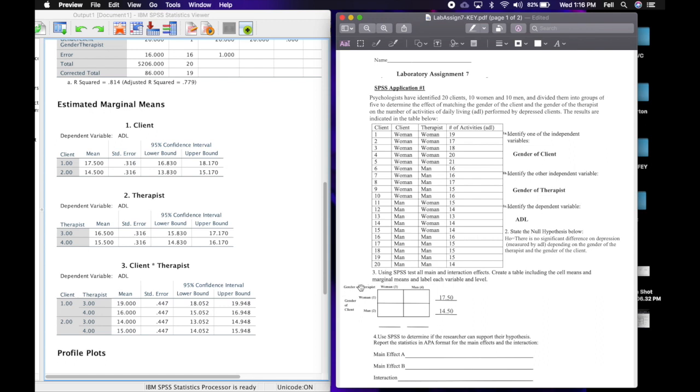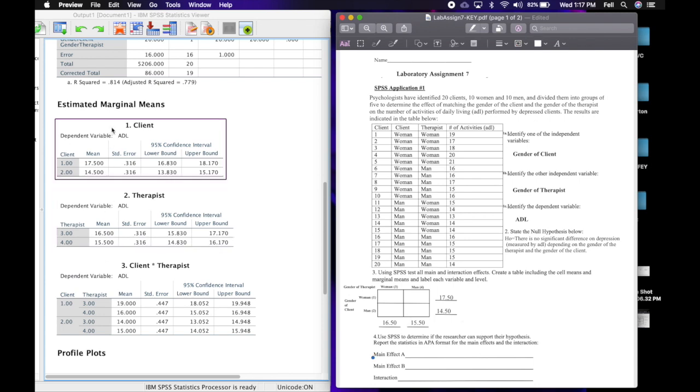Okay, and then we're going to do this second IV, our columns, the gender of the therapist. So for the women therapists, or number 3, the marginal mean is 16.5. So I'm going to put that right here. I'm just going to change that to a 6. Okay. And then for the gender of the therapist, man, or number 4, this column here, the marginal mean is 15.5. So 4 is 15.5.